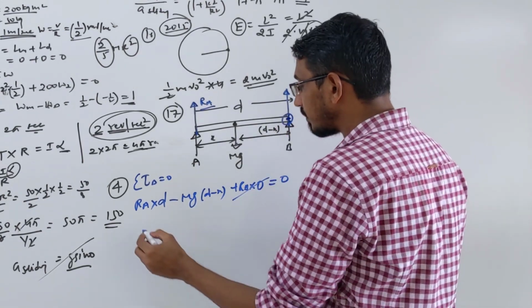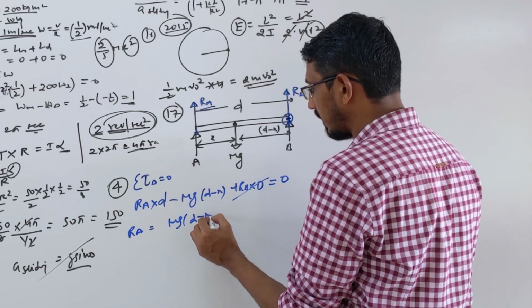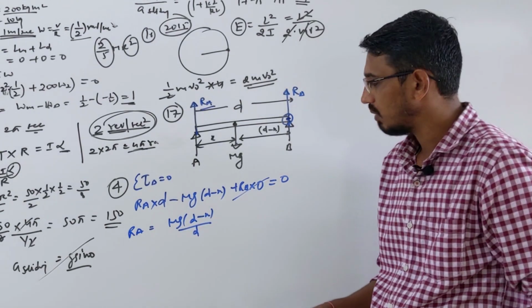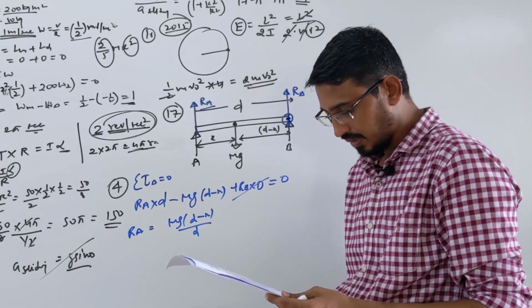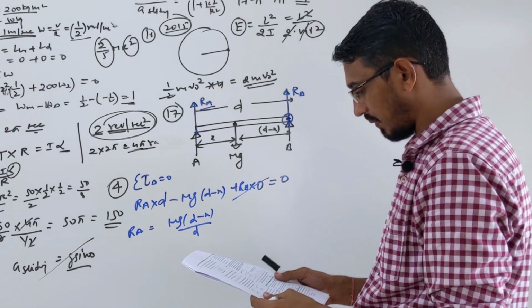Then we have to find this RA. So RA becomes simply mg(d minus x) upon d. That's your answer. Or you can write it as 1 minus x by d times mg. This is given in the third option. That's your answer. Quite simple.